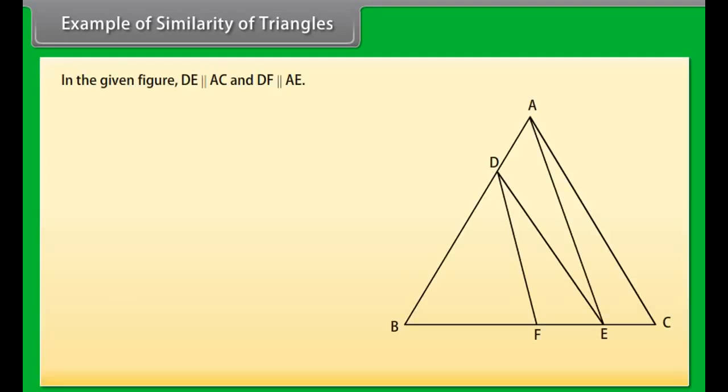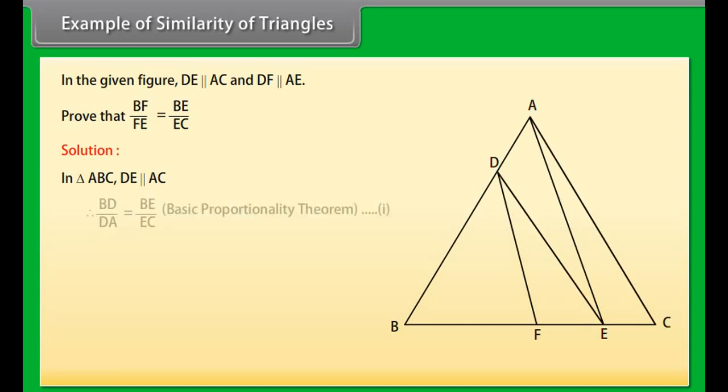Example of similarity of triangles. In the given figure, DE is parallel to AC and DF is parallel to AE. Prove that BF/FE = BE/EC. Solution. In triangle ABC, DE is parallel to AC. Therefore, BD/DA = BE/EC by the basic proportionality theorem.